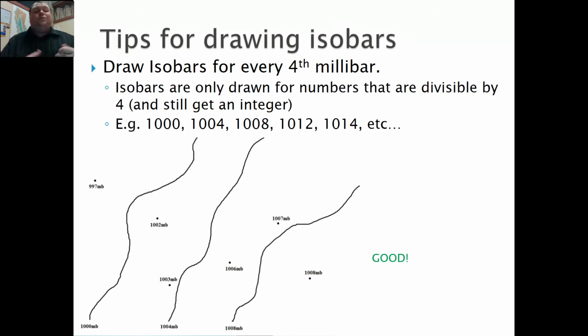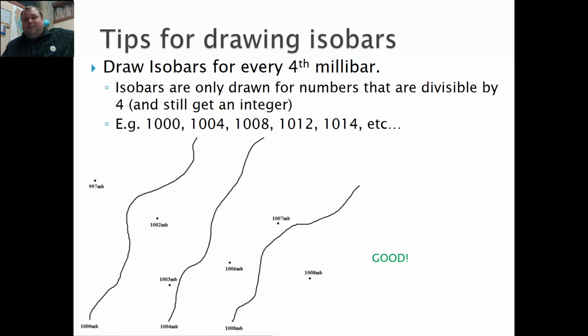Now, what determines which isobars we use? Well, since we're only doing every fourth, why don't we do numbers that are divisible by 4? So rather than doing 997, which is not divisible by 4, or 998, which is not divisible by 4, we're just going to do the numbers that if you divide them by 4, you still get a whole number. And so once you've got one isobar on the map, then just add 4 to get the next isobar, or subtract 4 to get the next isobar.